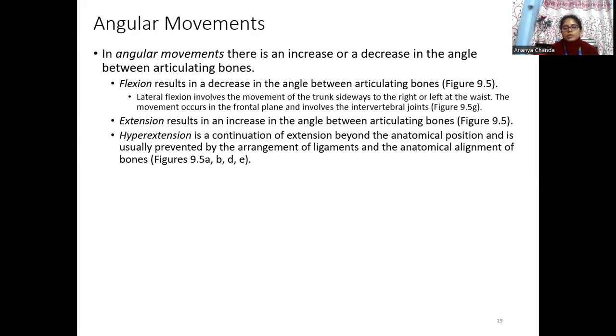Then comes the extension, which is an increase in the angle between the articulating bones. Hyperextension is a continuation of the extension beyond the anatomical position and is usually prevented by the arrangement of the ligaments.